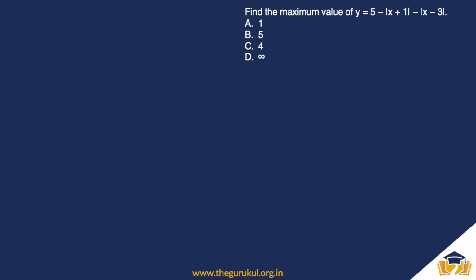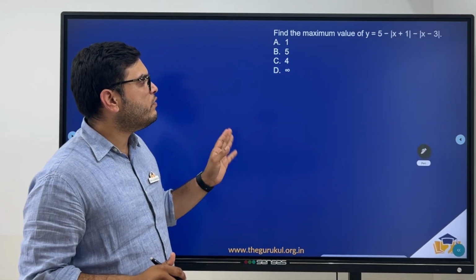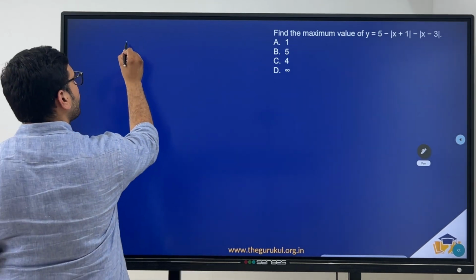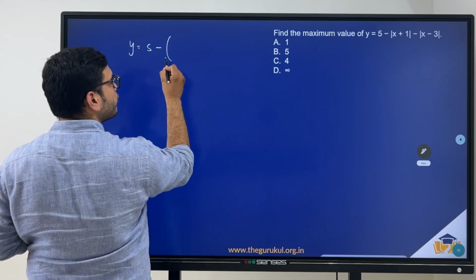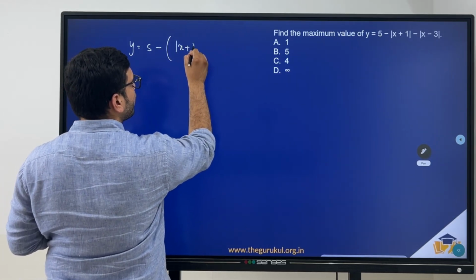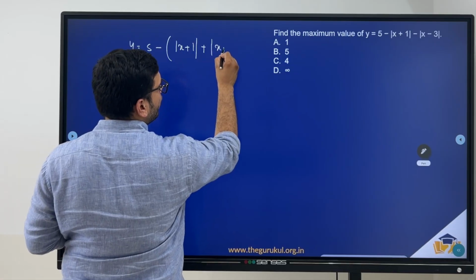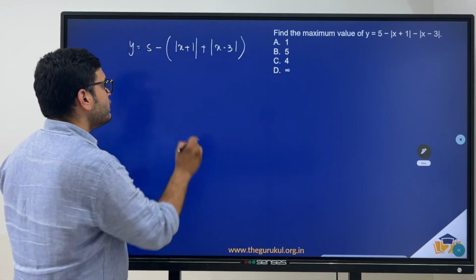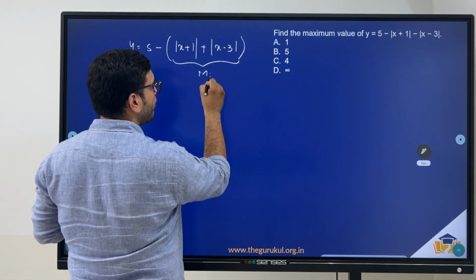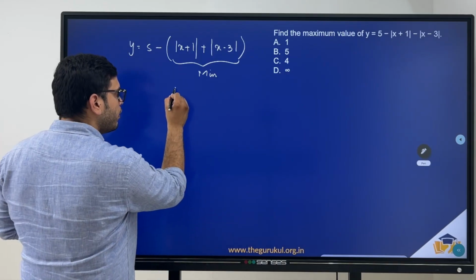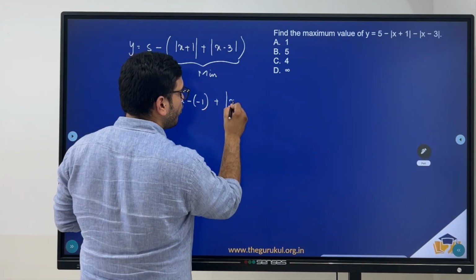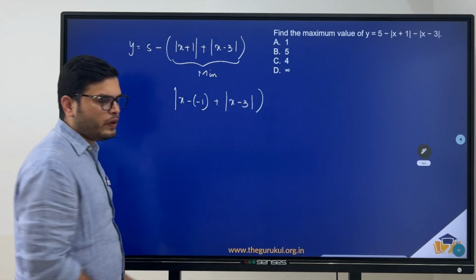Now coming to the fifth question, find the maximum value of y is equal to 5 minus mod x plus 1 minus mod x minus 3. Now let me rewrite that as y is equal to 5 minus mod x plus 1 plus mod x minus 3. Now we are asked to find the maximum value of y. Y will be maximum when this part is minimum, right? Again, let me write this part as mod x plus 1 plus mod x minus 3, right?